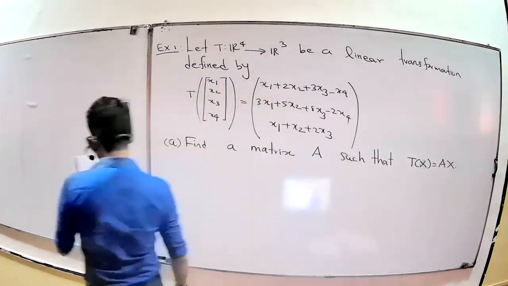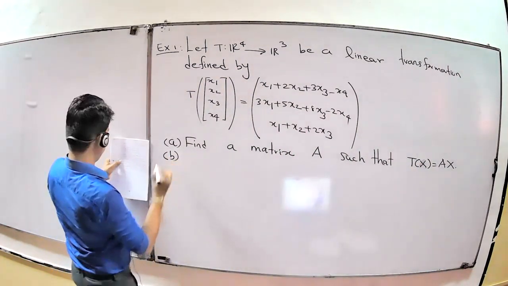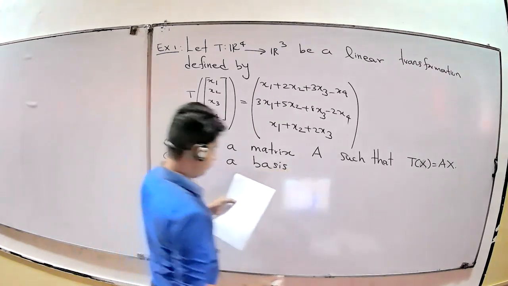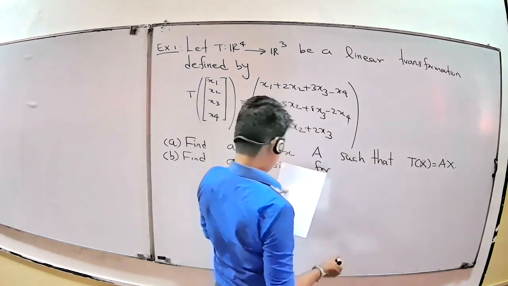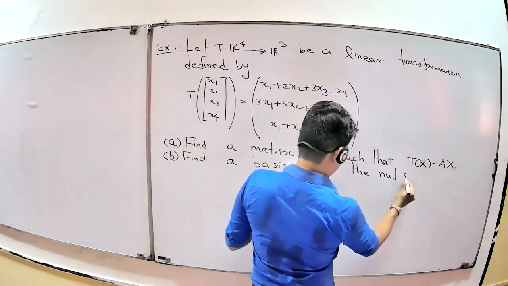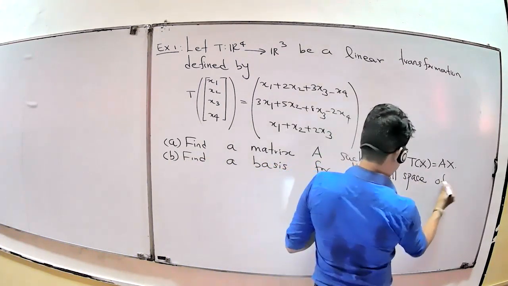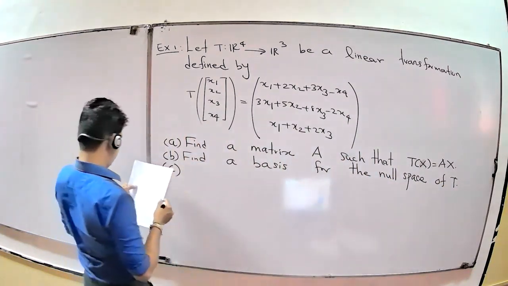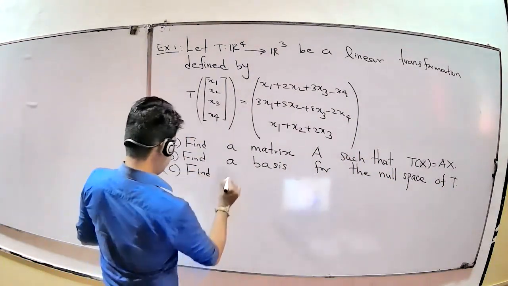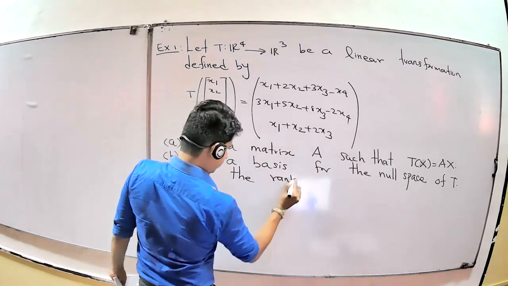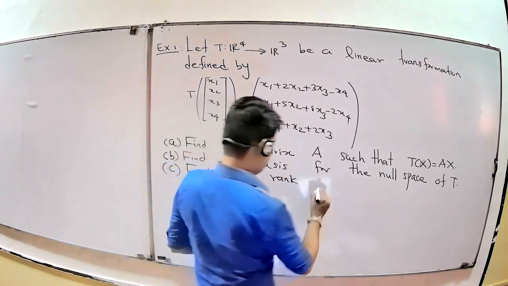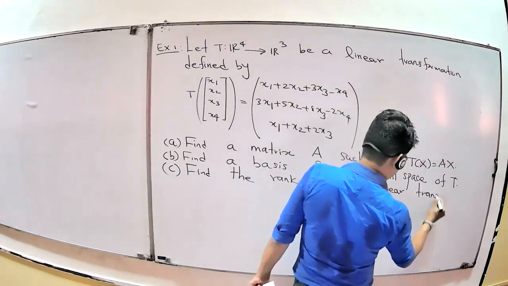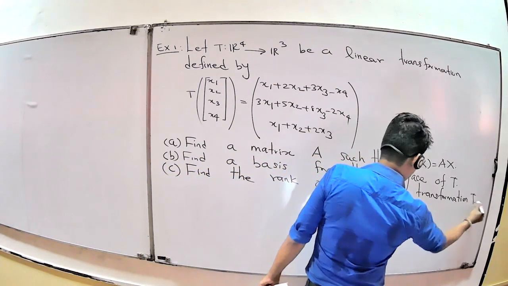Second part, they asked to find a basis for the null space of T. Third part, find the rank of the linear transformation T. There are three questions.